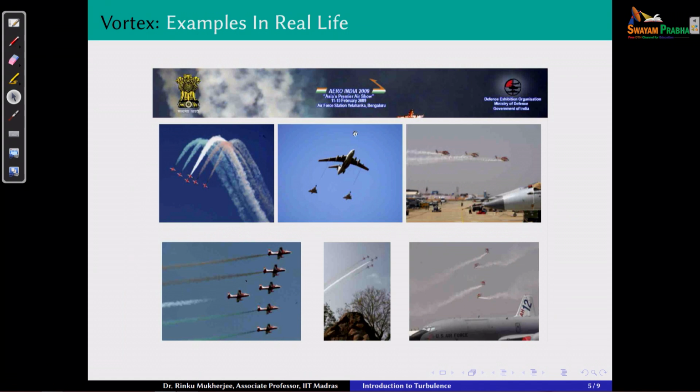Okay, so this is from an air show. Actually, these pictures are from an air show in 2009, Aero India at Bangalore. And these are things you watch on TV all the time, and the question to ask, of course, is that when you have things like this, and these are injecting smoke into the air, right? It's all very nice, but why?